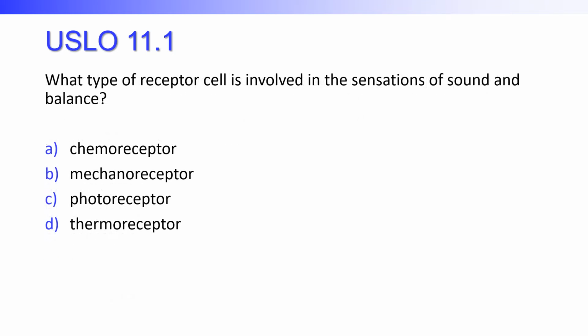What type of receptor cell is involved in the sensations of sound and balance? Is it a chemoreceptor, a mechanoreceptor, photoreceptor, or thermoreceptor? And hopefully you said mechanoreceptor. The specialized hair cells in the vestibular part of the inner ear, which is our balance part, as well as the cochlea, which is our hearing part, both of those are mechanoreceptors.